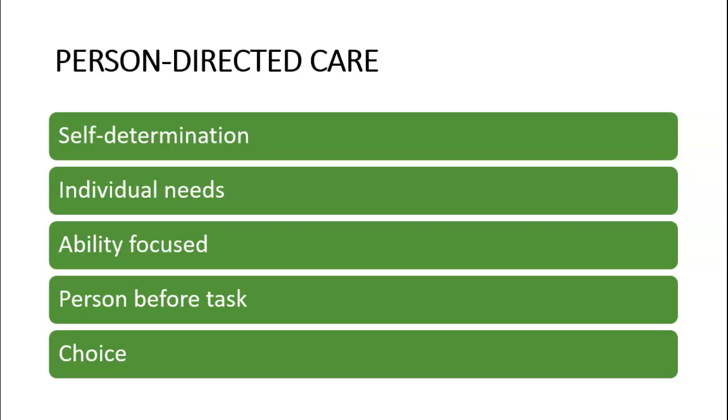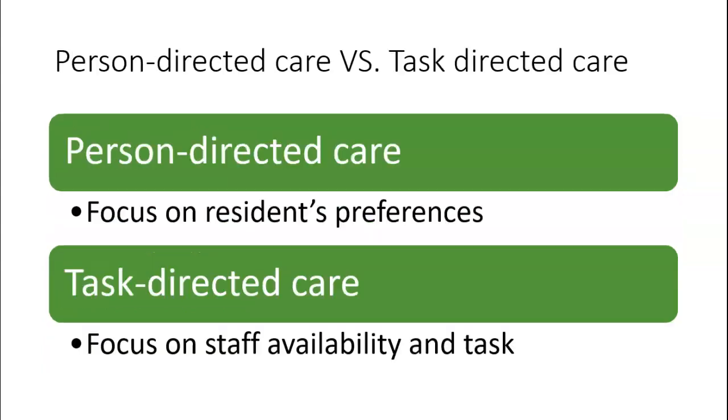So an example would be, if you are a person who prefers to take your shower in the morning, then you would have the choice to shower in the morning rather than in the evening. Or if breakfast is served at 7, but you like to sleep in and have your breakfast at 9, you can do that. You can still go down to breakfast at 9 o'clock if that's what your preference is. So person-directed care is something that's important to understand.